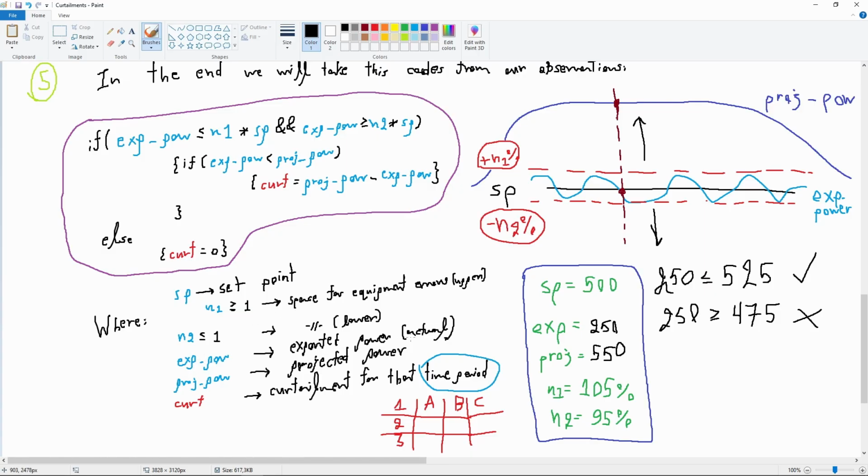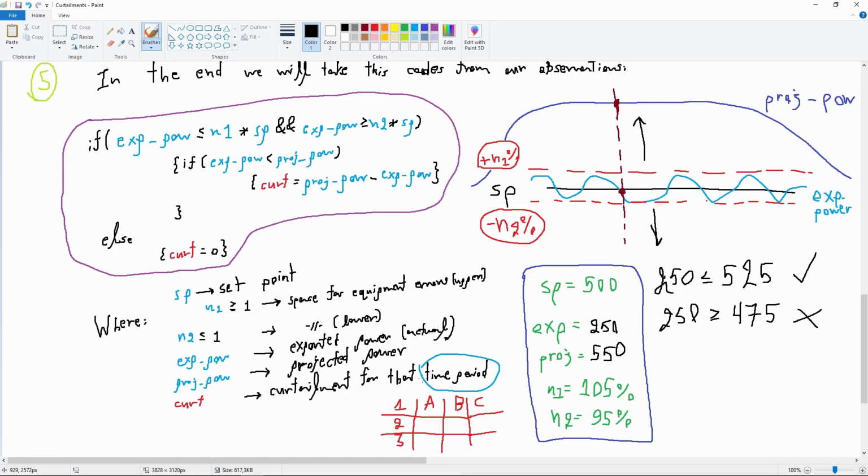Exported power is the actual production that we feed into the grid. Projected power is the power that we expect to produce. And curtailment is the curtailment for that time period. And I say time period because in solar and wind farms and every other power production plant, the SCADA or the measuring applications send us data in time periods.